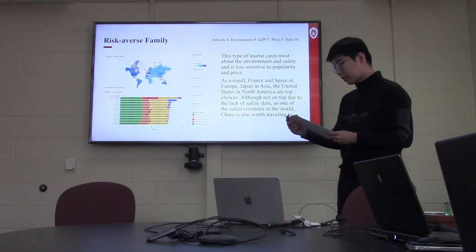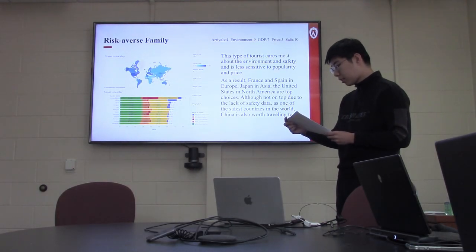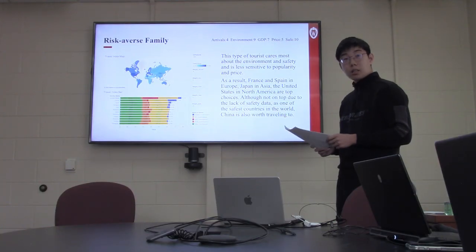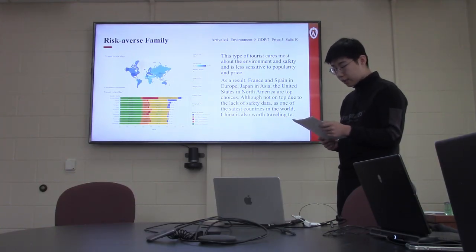With those weights, the model's top destinations were countries like France, Spain in Europe, Japan in Asia, and the United States.